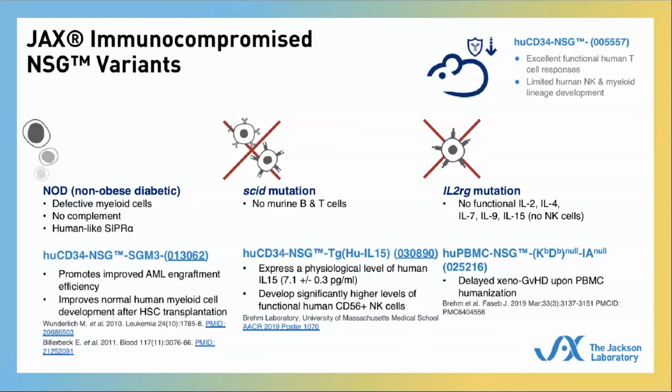And now when you humanize these mice with PBMCs from adults, you also then have really an extended GVHD window. And also one advantage is that with the PBMC humanized mice from adults, you have T cells which are actually HLA restricted, unlike the H2 restricted cells you would get from the CD34 humanized mice.